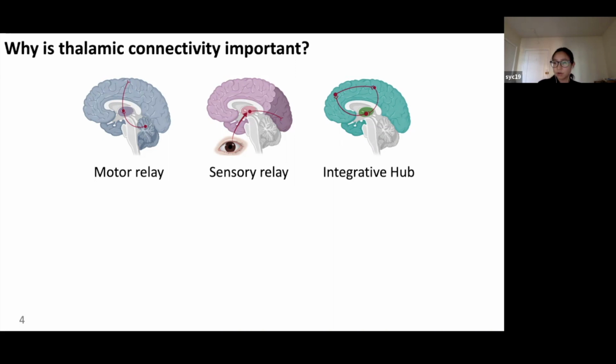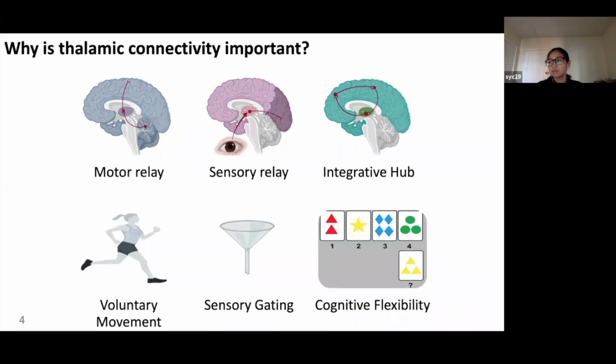So the thalamus is involved in important functions, such as voluntary movement, sensory gating, or the filtering of sensory information, and cognitive flexibility, which is the ability to switch between different concepts.